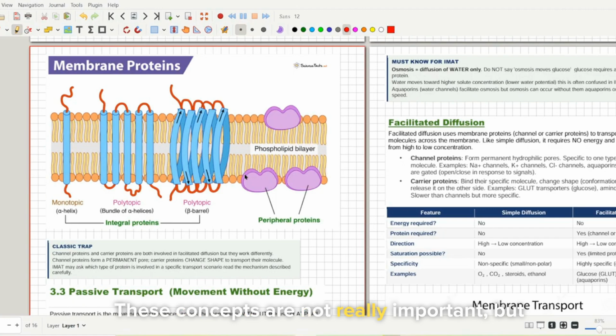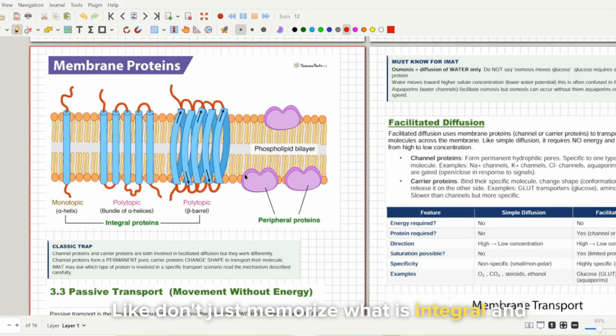These concepts are not really important, but you need to know what is monotopic and polytopic. Monotopic contains only one chain, while polytopic contains multiple chains. And polytopic could be alpha helix or beta helix, beta plate, beta barrel. So these are the structures of intrinsic and extrinsic protein. So you can visualize the whole structure in your mind.